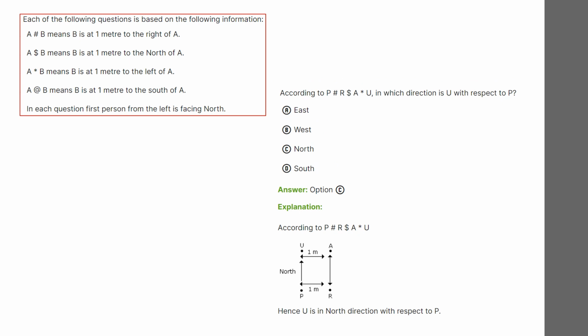Now coming to one more example given here. Again the hashtag, dollar and asterisk symbols are given. Try to follow the sequence and you can solve the examples.